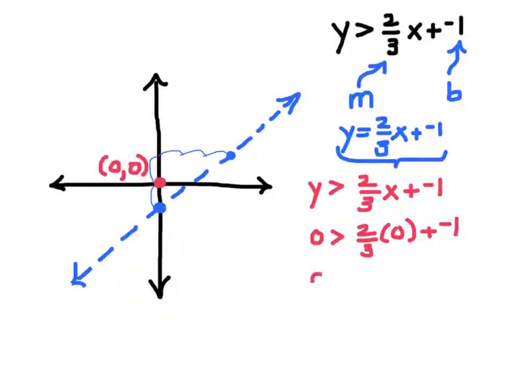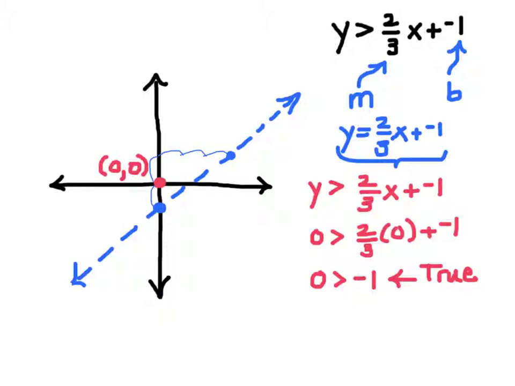Well, the left-hand side is 0, and the right-hand side, well, we can see that 2/3 times 0 is 0. This is gone. So it's 0 plus a negative 1. Excuse me, the left-hand side is 0, the right-hand side is negative 1. And in fact, it is true that 0 is greater than negative 1. So this statement is true. Since this statement is true, we know the region that should be shaded is the region that holds the origin.